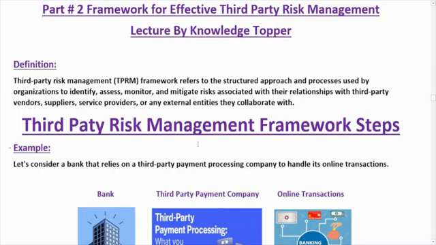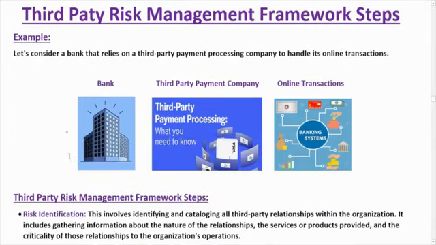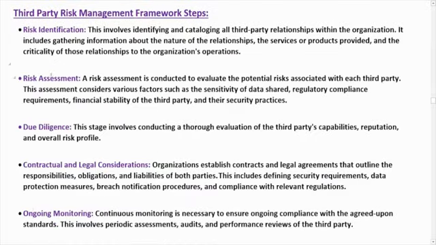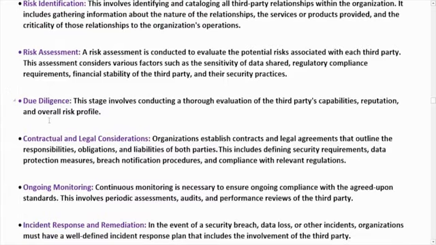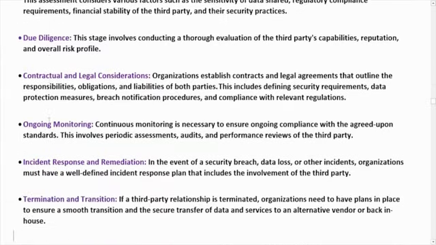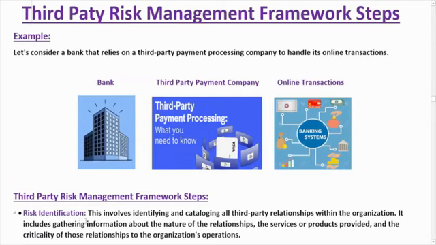Now we will understand the third party risk management framework with the help of an example. Let's consider a bank that relies on a third party payment processing company to handle its online transactions. So all these are the key steps, or you can say components, of a third party risk management framework. We will understand each step one by one with the help of an example. First of all we have risk identification.